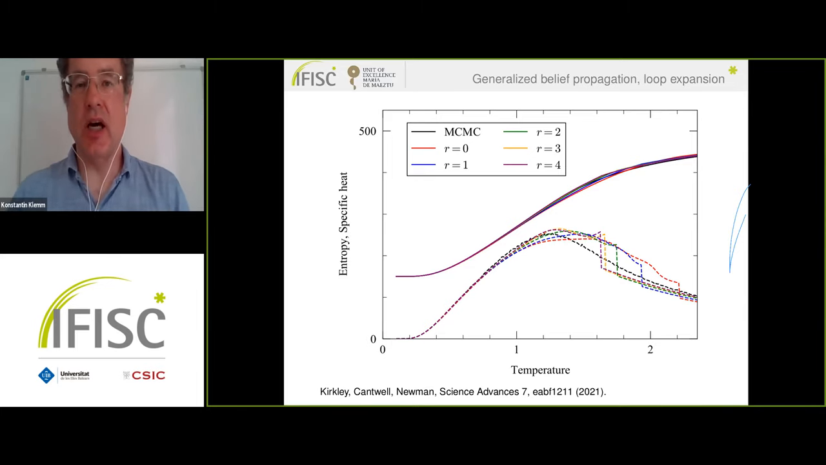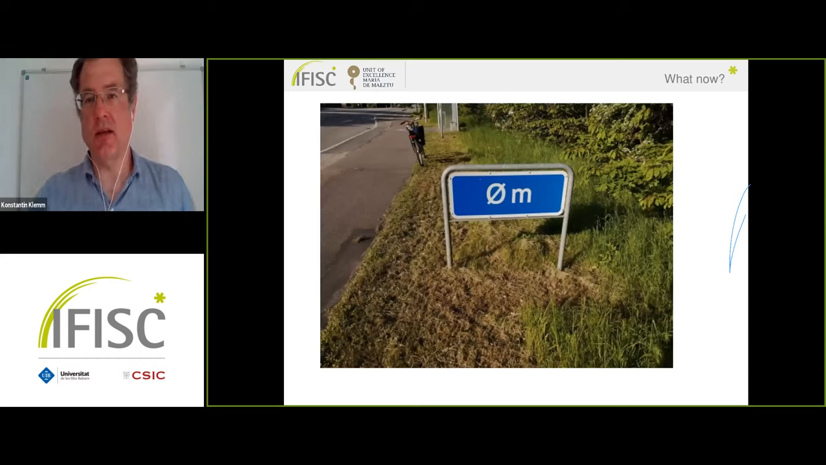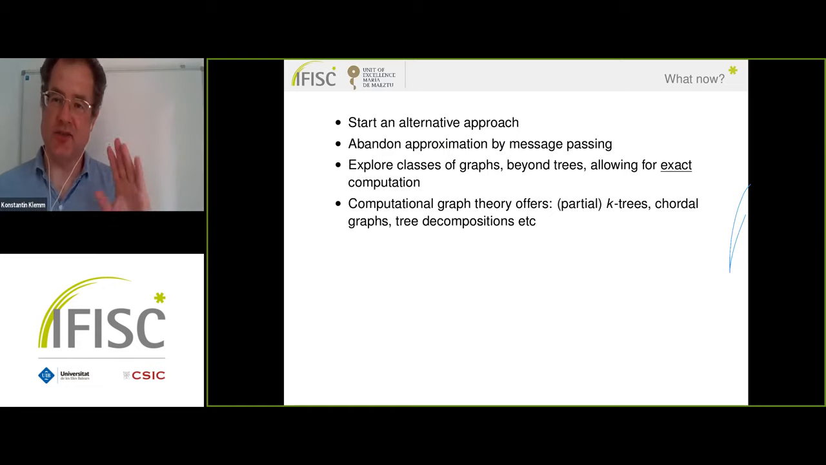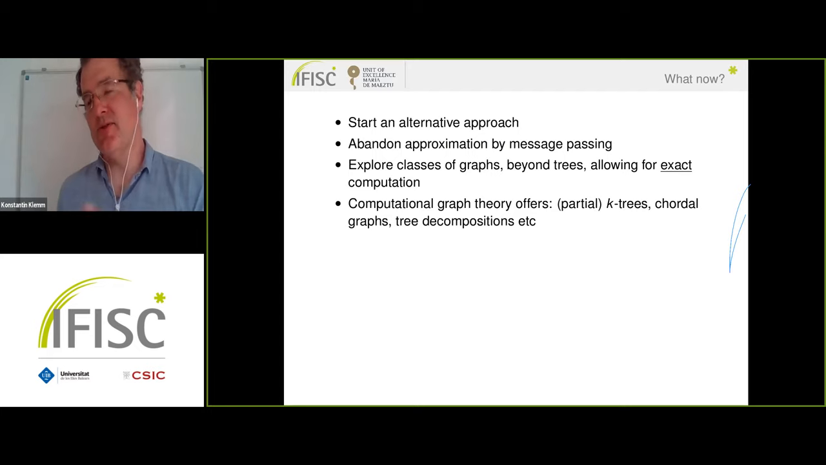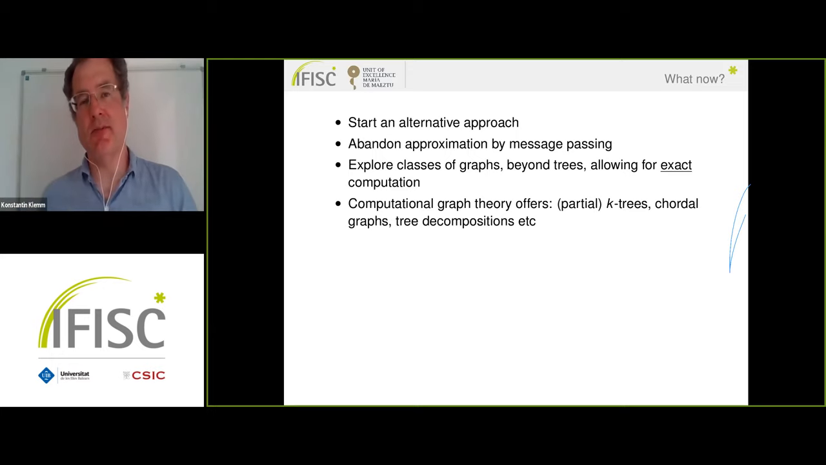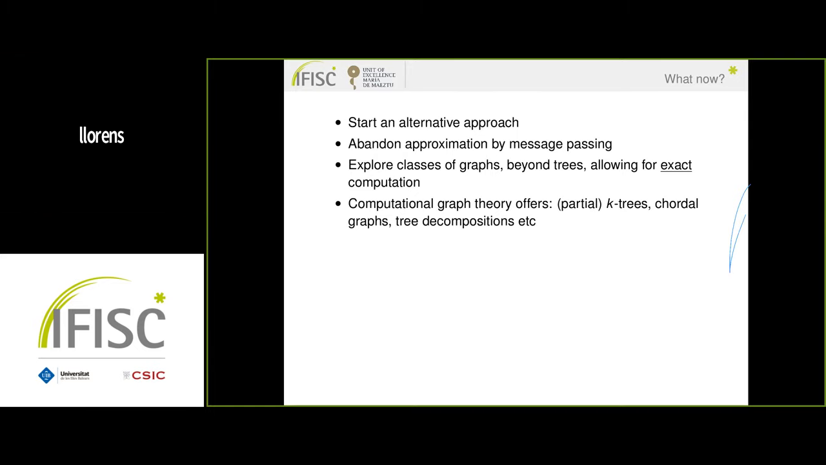So yeah, what to do now was a bother for me for some time, and then I started to give up on trying to improve belief propagation and start an alternative approach, where I thought, okay, let's not try to improve the approximation that we already made by assuming that things are a tree, but let's try to get more classes of graphs where we can do the exact computation.